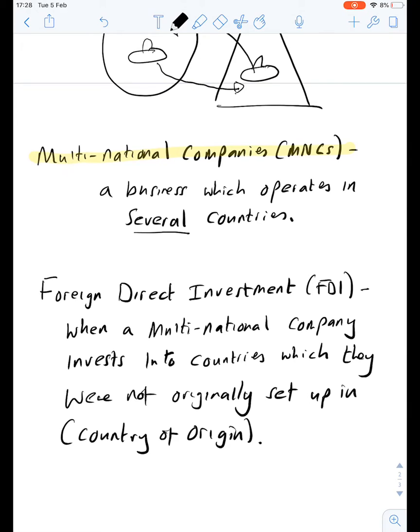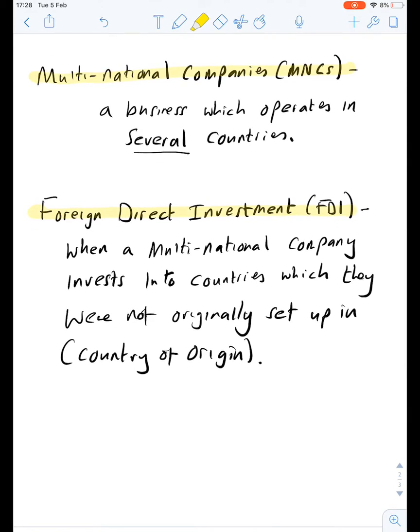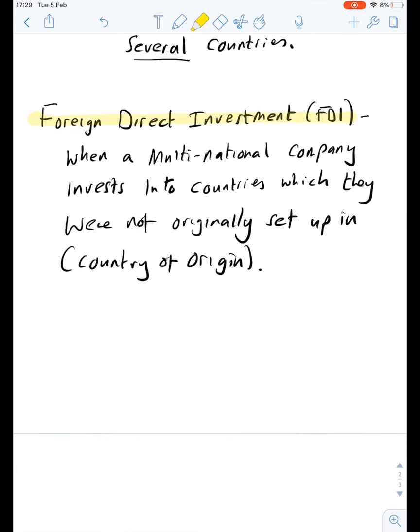Okay, so the next key term I'd like you to look at is foreign direct investment, FDI. This is when a multinational company, and let's remember a multinational company is a business which operates in more than one country, in several countries. This is when a MNC invests into countries which they were not originally set up in, which is their country of origin.